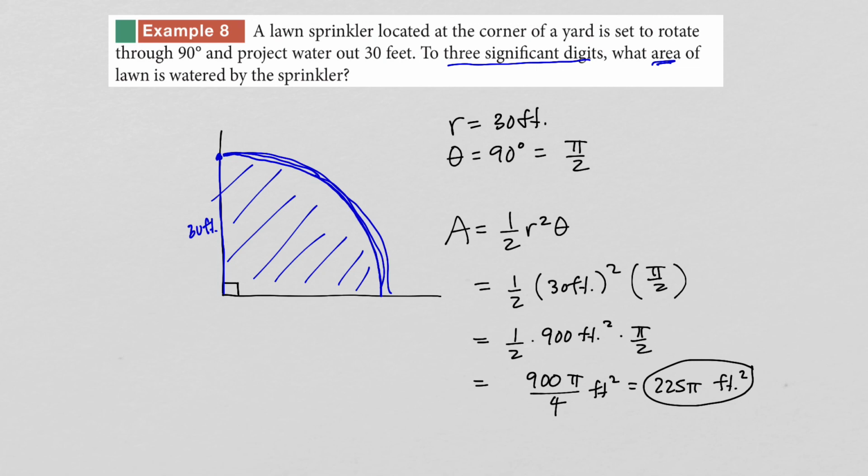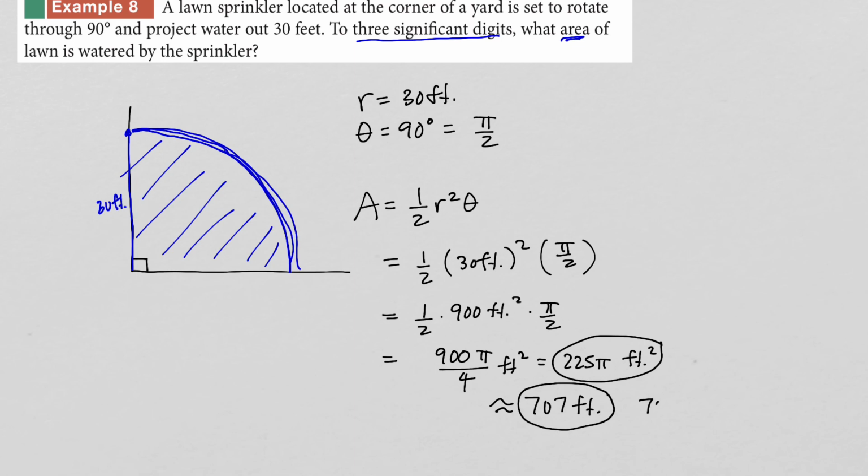And then to get a decimal approximation, we can just plug that into the calculator. 225 times pi is approximately 707 square feet. And that's to 3 significant digits. So the calculator displayed 706.858. So when I round that to the 3 significant digits, it changes to 707.